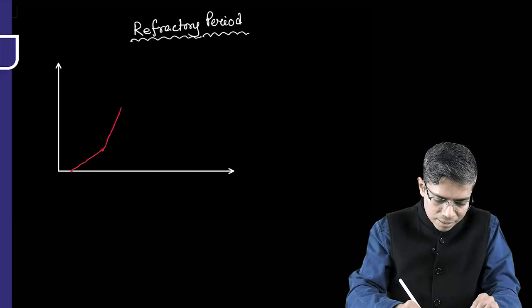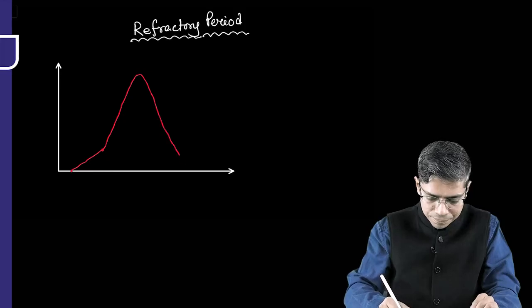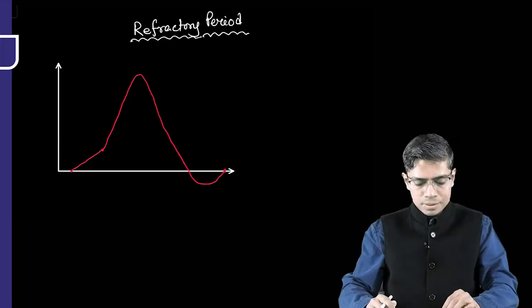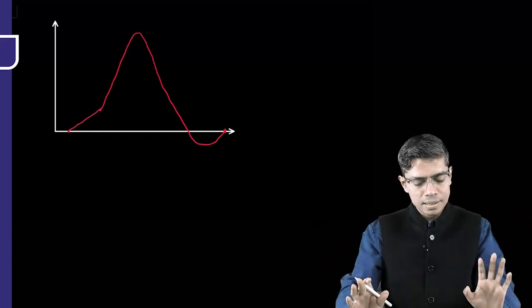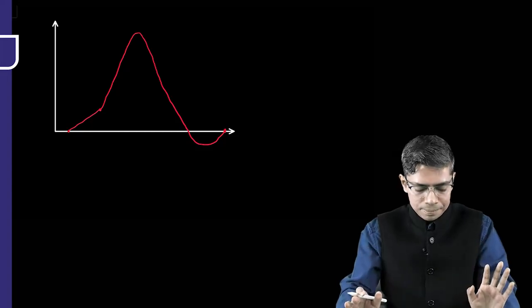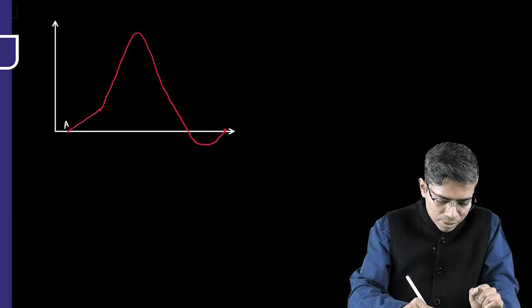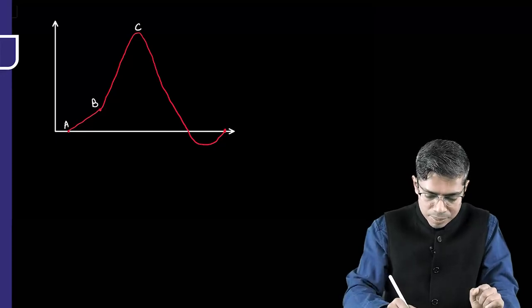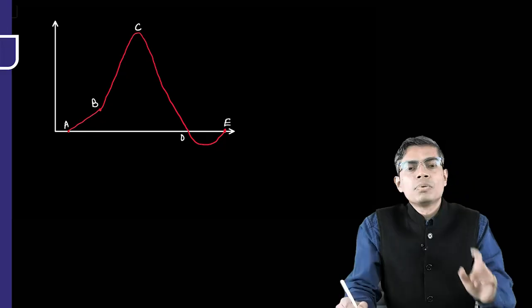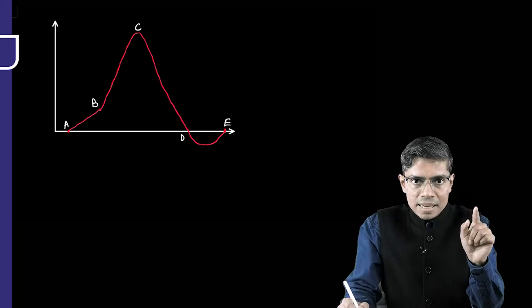I am spreading the action potential on the x-axis. Okay, so the action potential is spread on the x-axis, otherwise the same action potential. Now, suppose this is point A, this is point B, this is point C, and maybe this is D and this is E. Which point is the starting point of the action potential? Point A or point B?